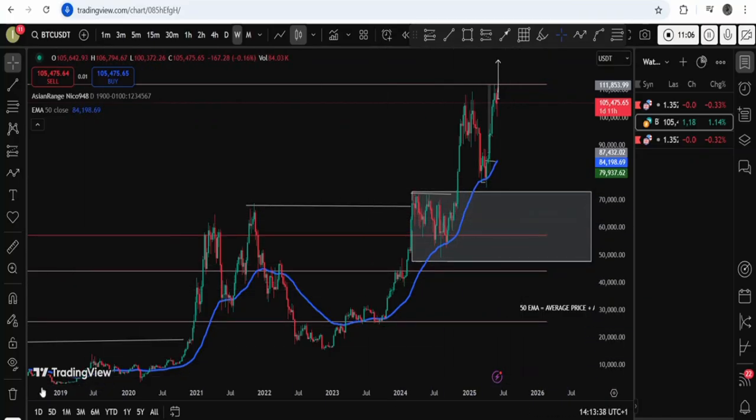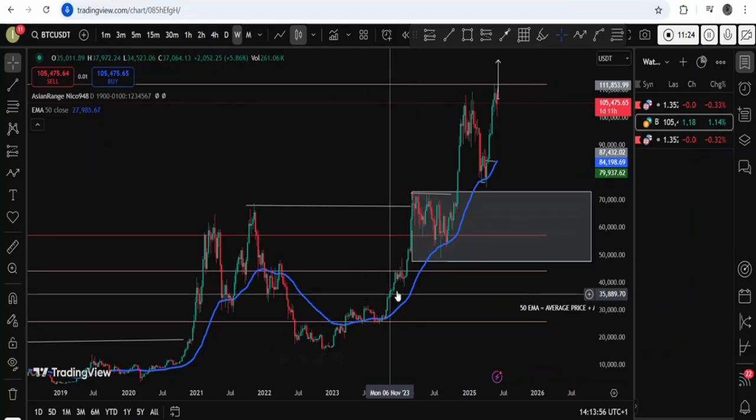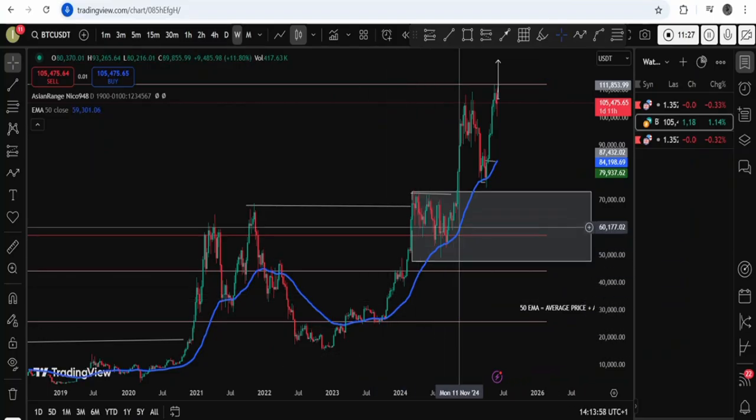You can use the 50 EMA as an overbought or oversold level when it comes to retest. When price comes to retest the 50 EMA, guys, that is also an overbought and oversold level.